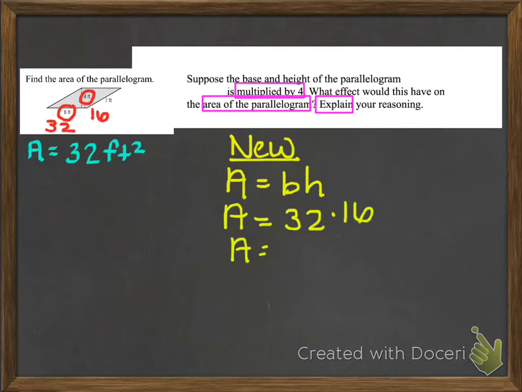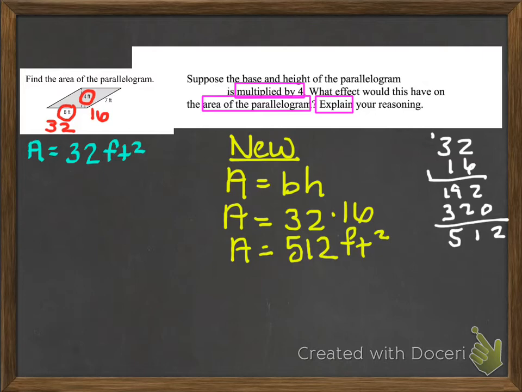Now we're going to go ahead and plug in our new numbers here, 32 times 16. And as you can see, we're going to get 512 feet squared. So the first piece of your point value is going to be realizing that your original area was 32 feet squared. Your new area is 512 feet squared.